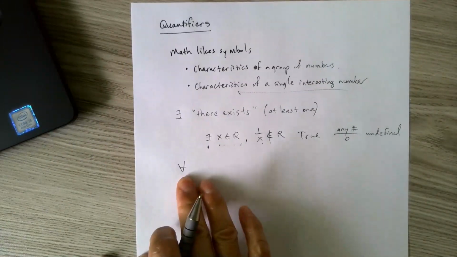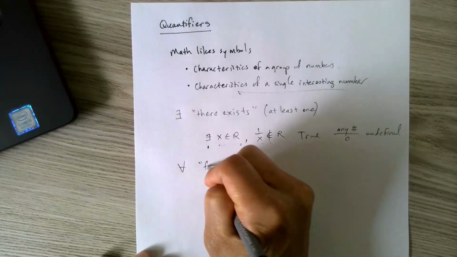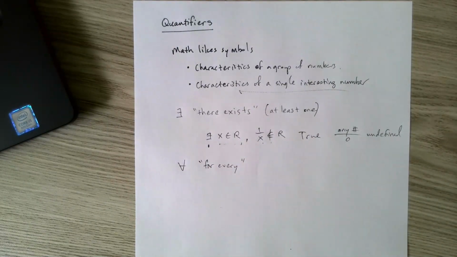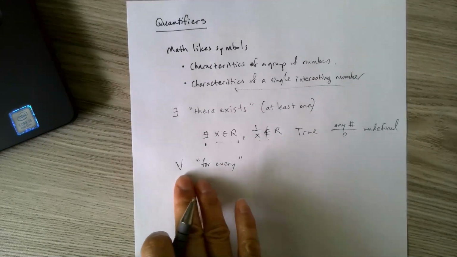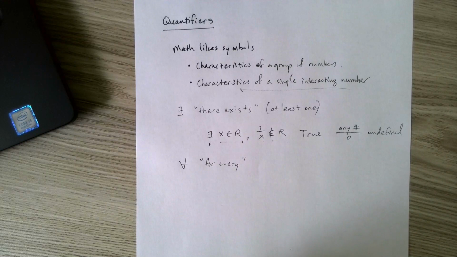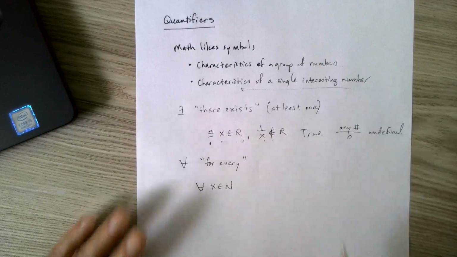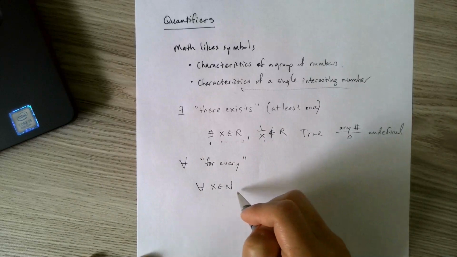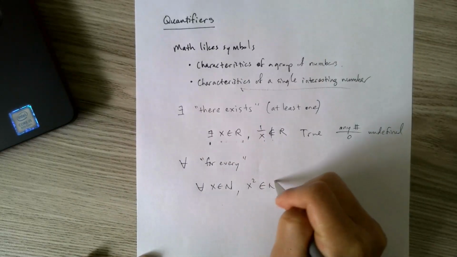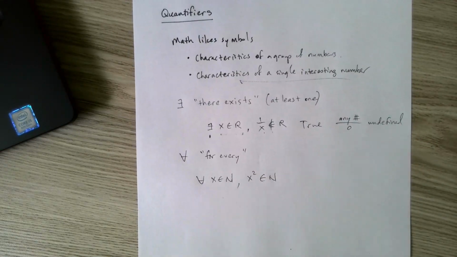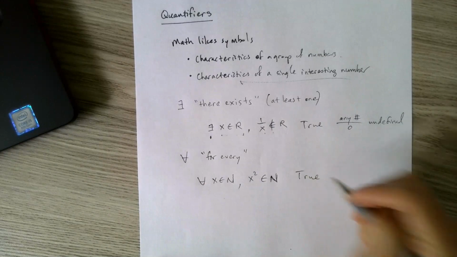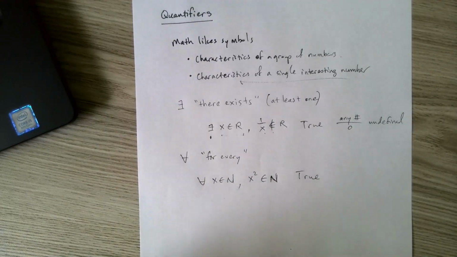The second symbol is this upside down A, and we read that as for every, which means that whatever's going to come after this symbol is true for every number in this group that I'm going to choose. So here, for every natural number, the square of that number is also a natural number. Is that true? Yes, it is definitely true. If I take any natural number and I square it, the result is going to be another natural number. There's no way to get other than a natural number if I square it.